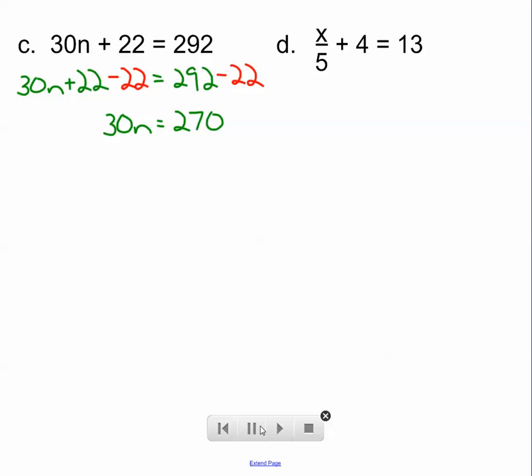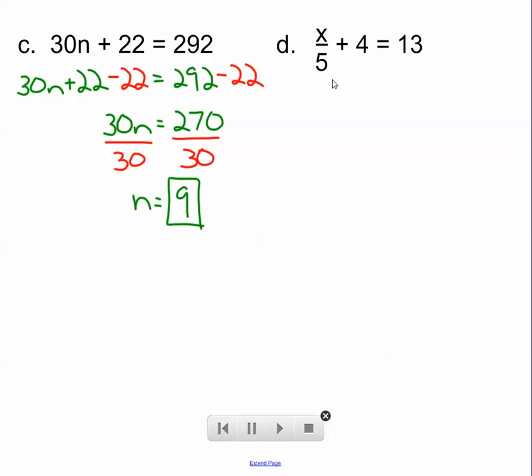Now we'll divide both sides by 30. And really, we should just look at this as 27 divided by 3, guys. The zeros, ignore them. 27 divided by 3 is 9. Okay, and we can check our answer the same way. 30 times 9 is 270. 270 plus 22 is 292.